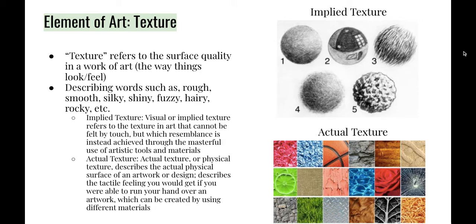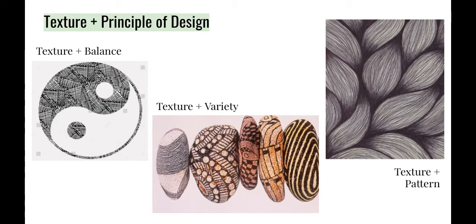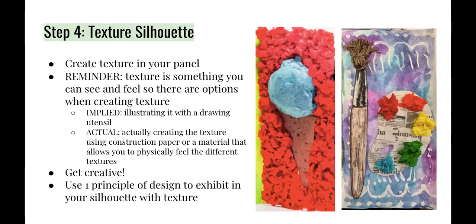You can see up on the top, we have drawings that are texturized, but we know that if we actually touch them, they just feel like paper. But then you have another thing called actual texture, and that is when we actually can feel and see the texture of an object. We are going to be combining texture with a principle of design. You can see here that we have texture and balance, texture and variety, and texture and pattern.